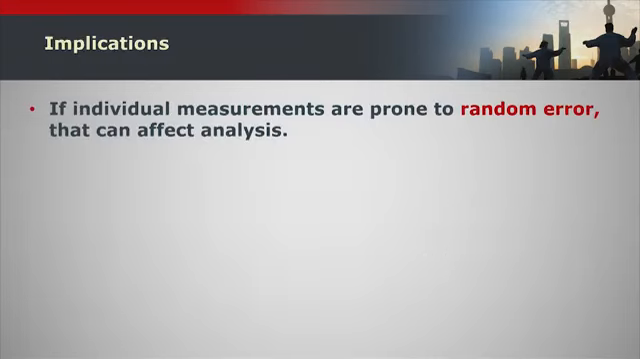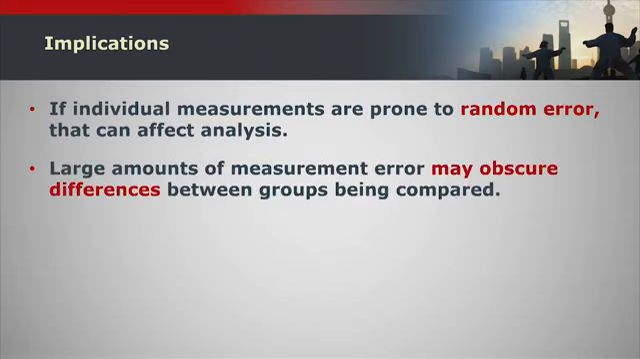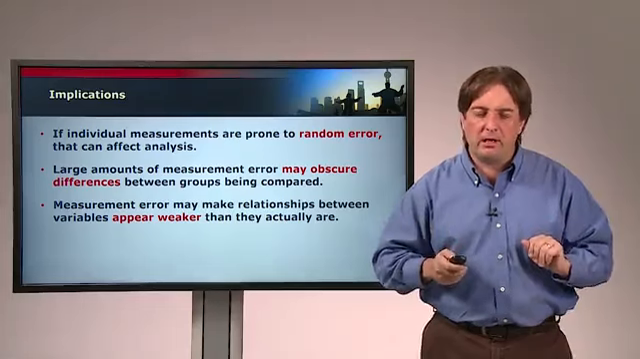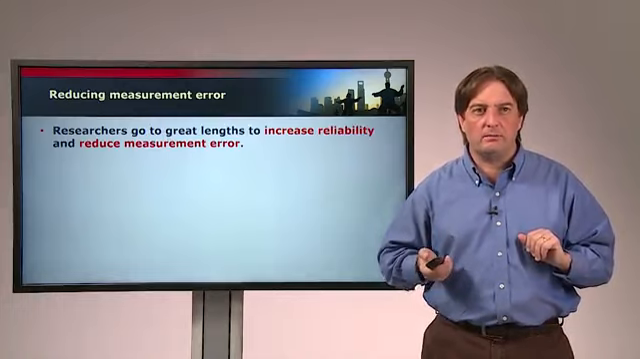The implications are several. One is that if individual measurements are prone to substantial random error, that can affect the analysis. If there's a lot of error, then that may obscure relationships between the groups being compared or relationships between variables of interest. Measurement error in particular may make relationships between variables appear weaker than they actually are. It's a bit technical, and we won't be able to get into the details of why that's the case just here. So how do we reduce measurement error?